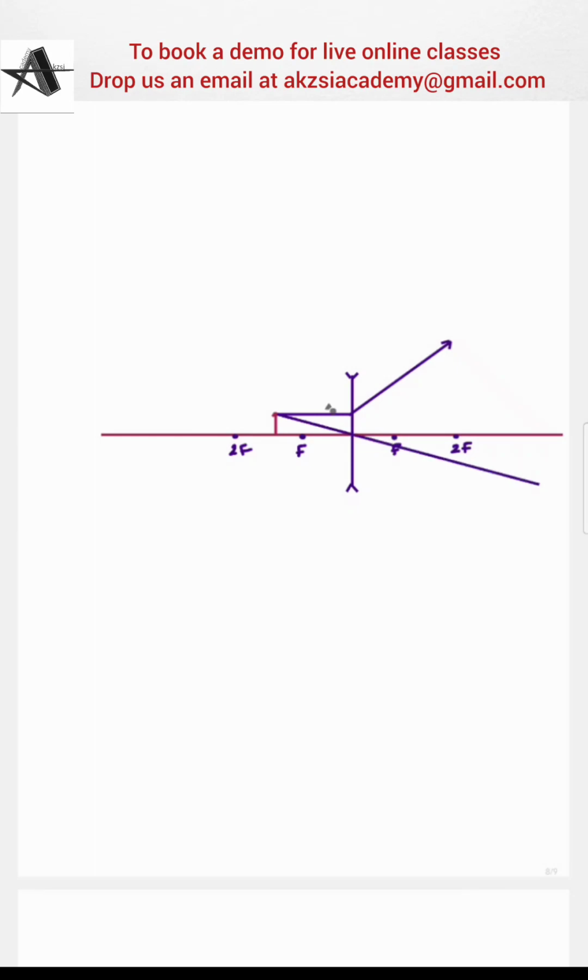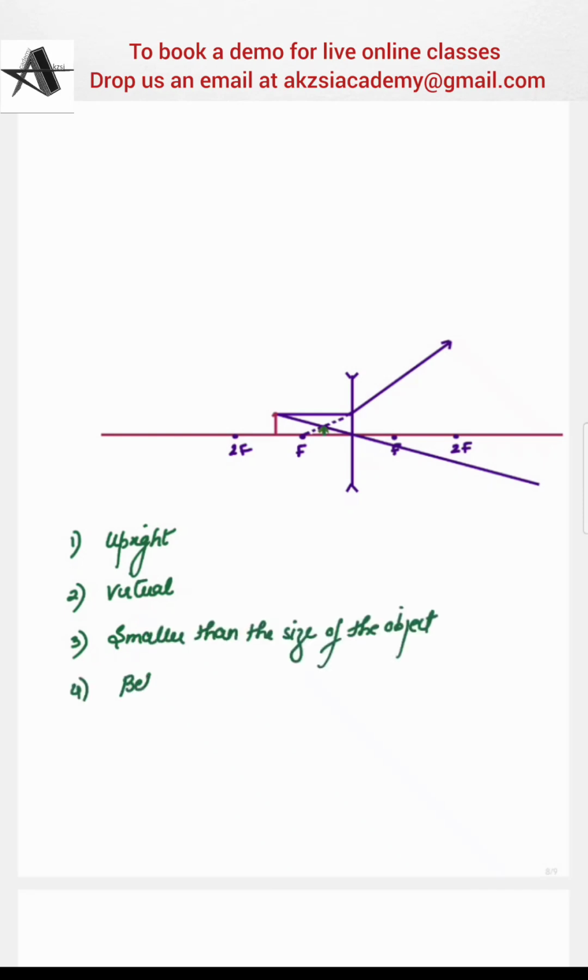Wherever they meet, for that you just need to trace that back. Here you will find the image. This should be dotted one. And this is the image, very small in size, you can clearly see. It's upright and virtual. So what kind of image is formed? Upright, virtual, smaller than the size, and formed between F and lens.